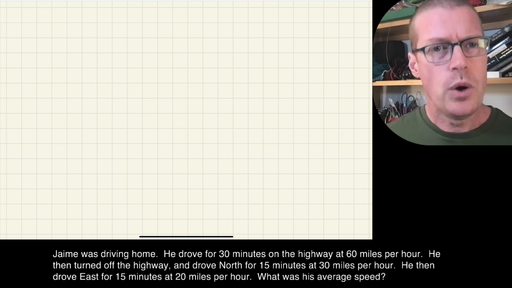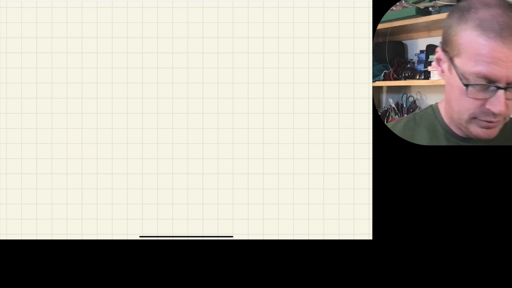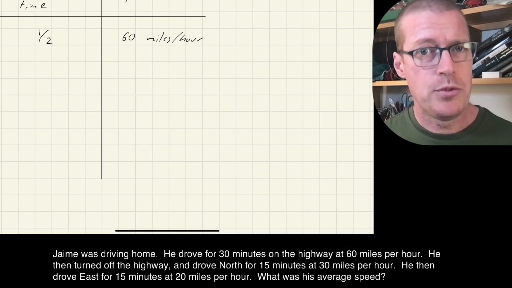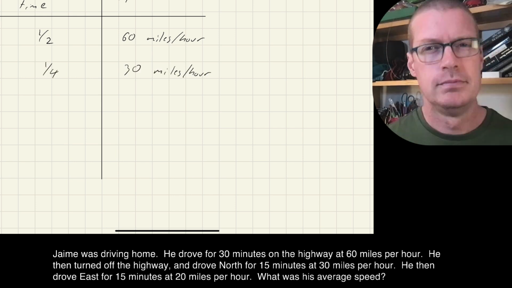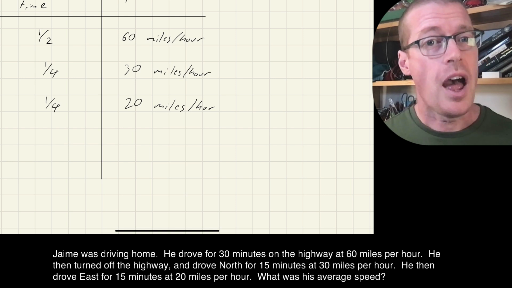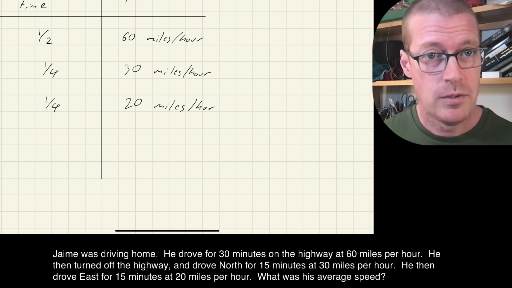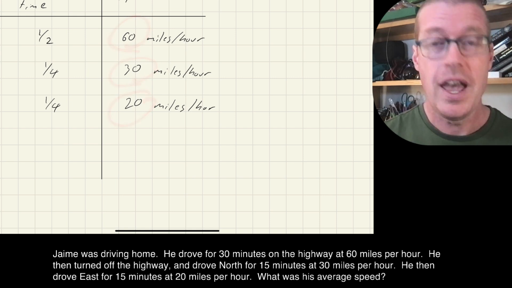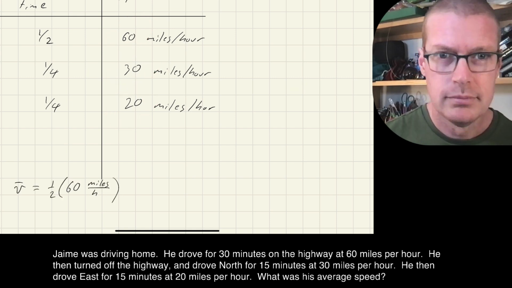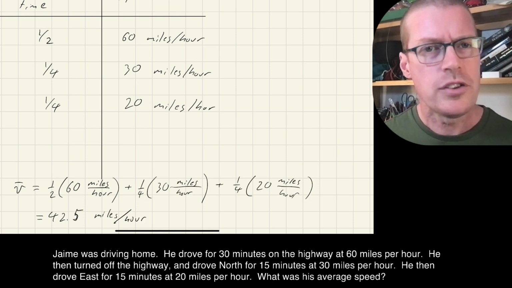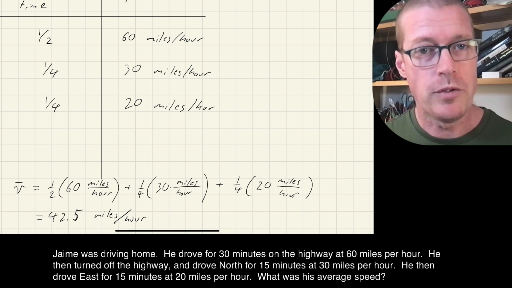Okay, so Jaime spent half his time driving at 60 miles per hour, and he spent a quarter of his time driving at 30 miles per hour, and 1/4 driving at 20 miles per hour. Thus, his time-weighted average speed is simply half of 60, 1/4 of 30, and 1/4 of 20 added together. And so his average speed was 42.5 miles per hour.